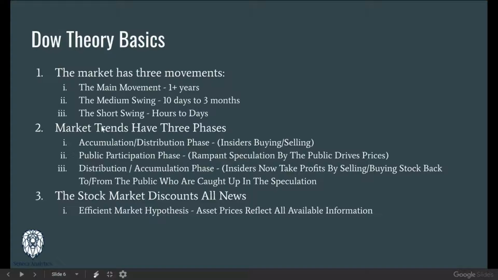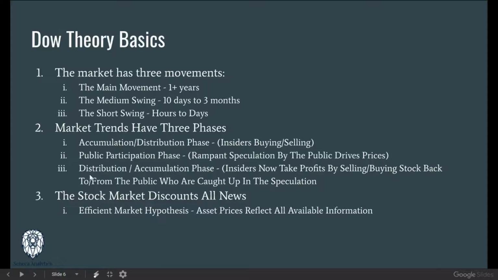The second principle is that market trends have 3 phases. The first phase is accumulation distribution, which is basically insiders buying or selling their markets. We then move into the second phase, which is the public participation phase, and that's where we start to see rampant speculation by the public, and that rampant speculation starts to drive prices up or down. So the insiders get in and they start to share that information with the public, and it's the public that drives these prices up or down.